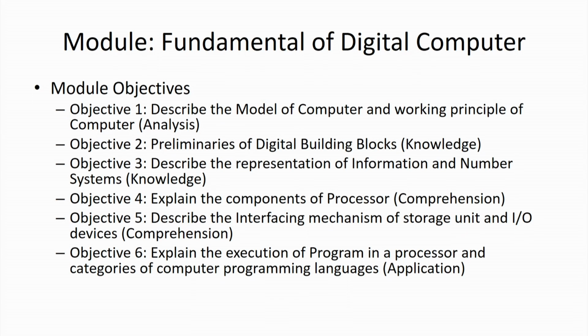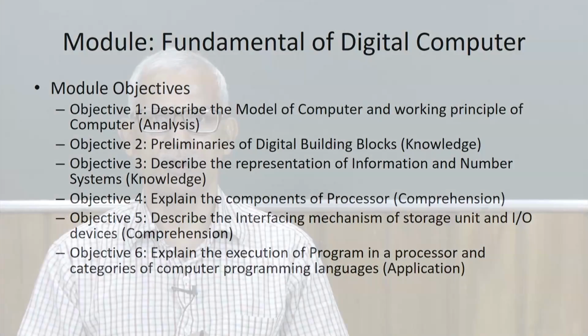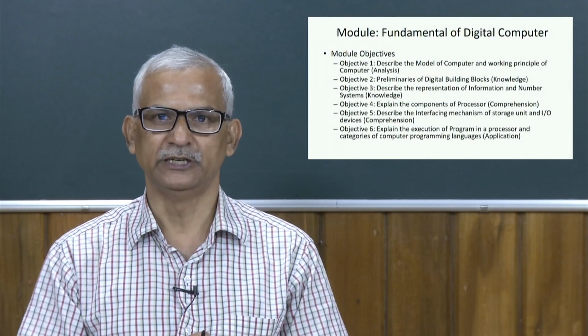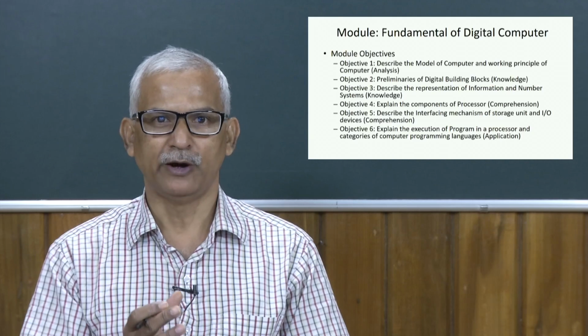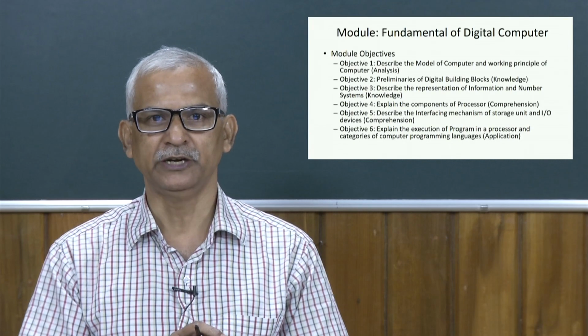Objective 3, describe the representation of information and number systems. I think we have achieved this objective also, because now we have some idea about number systems and how to represent those numbers in a computer, real numbers and integers. Along with that, how to represent other information also. Objective 4, explain the components of the processor. It is at the comprehension level. Now, at least we have an idea of what components we have in a processor and how it works.